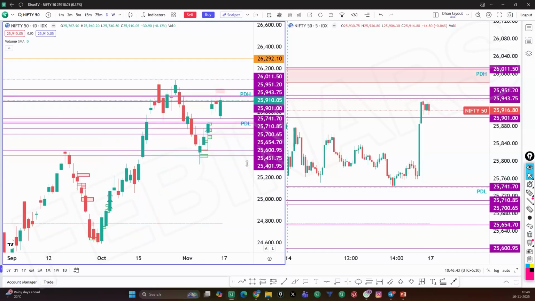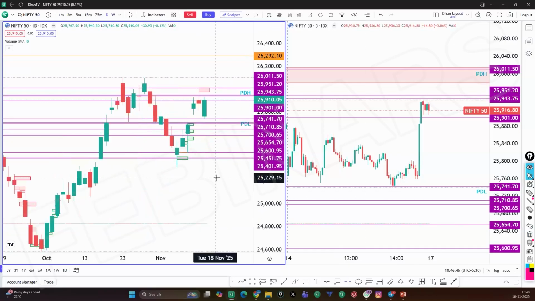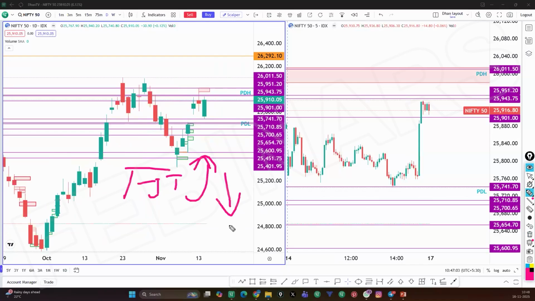If FIIs are bullish and pro traders are bearish, okay, how do you go? Are you going with the FIIs? Are you going with the pro traders? Who is going to answer this? Very good question. This happens many times. Pros are bullish, FIIs are bearish. Whom do you go with?